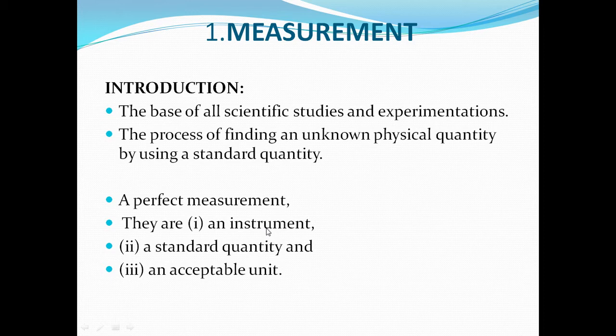That is why in physical labs perfect instruments are used. With perfect instruments, we get perfect measurement. So for a perfect measurement, the first important thing is an instrument. Next is a standard quantity, a perfect quantity. Then an acceptable unit. The three things for perfect measurement are one, the instrument; another, the standard quantity; and the other, an acceptable unit.